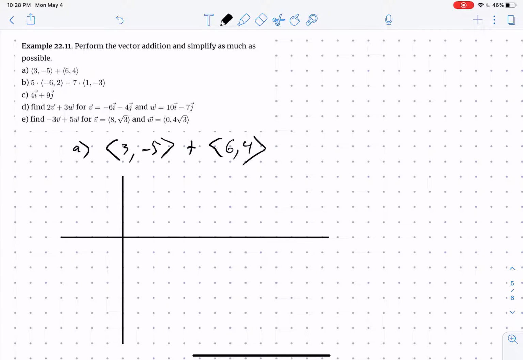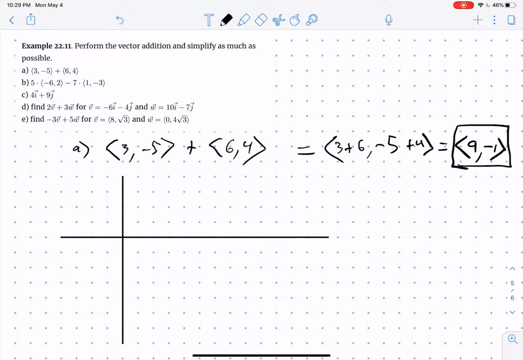Okay. First, I want to give the answer. The answer is straightforward, and then I want to talk about what that answer means. So the answer is just, well, we add the first components, 3 plus 6 together, and we add the second components, -5 plus 4 together, and then just simplifying, we get (9, -1). That's our answer, (9, -1). And that's simplified as much as we can. That was supposed to be an easy problem.